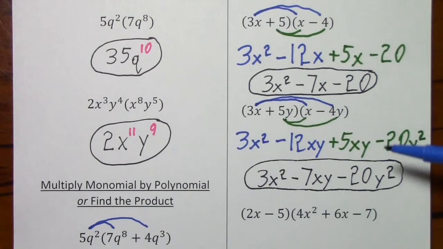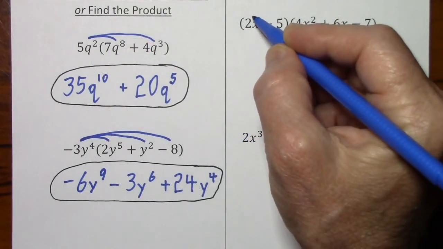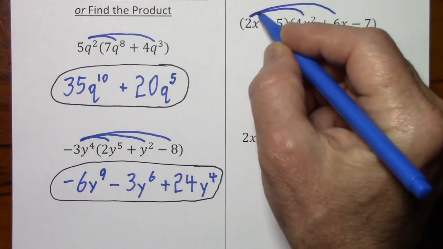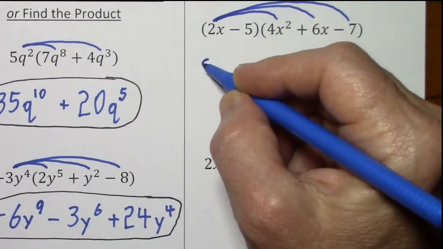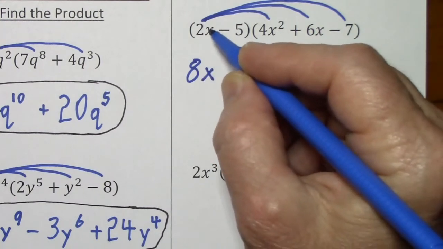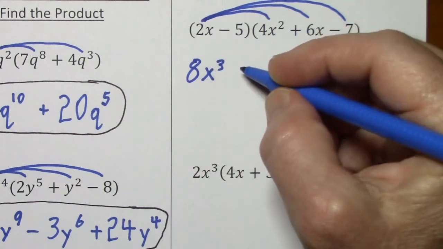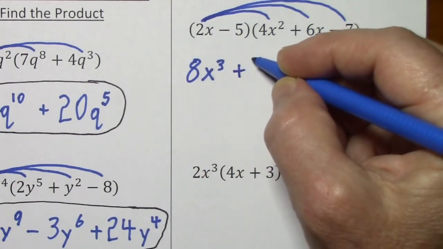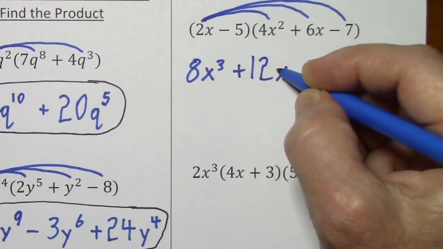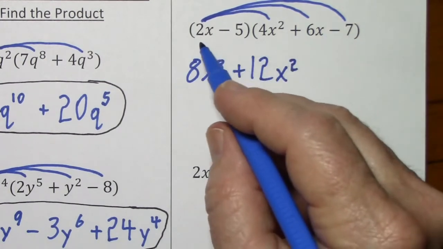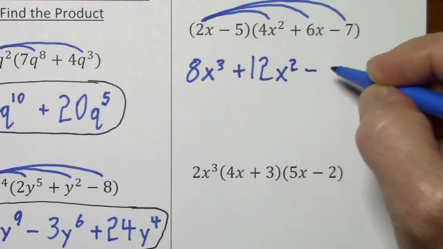This example is similar to the previous two in that you lead with a binomial, but each of these terms is going to get distributed to the three terms inside parentheses. So we'll be distributing our 2x. This gives us 8x to the third. This will be a positive 12x squared. And then finally a negative 14x.